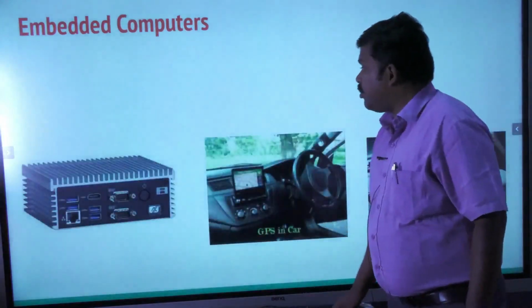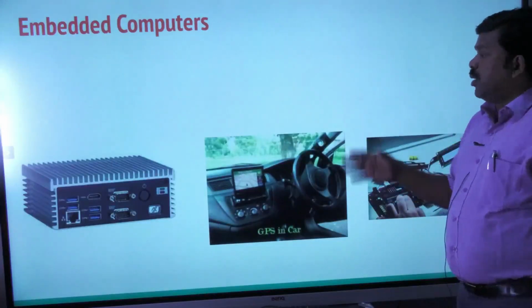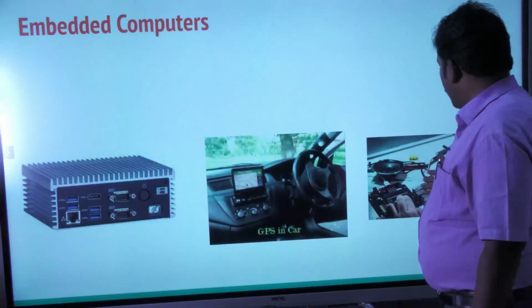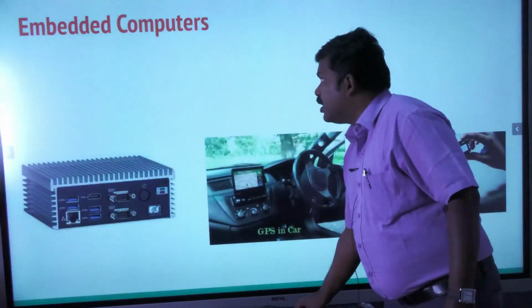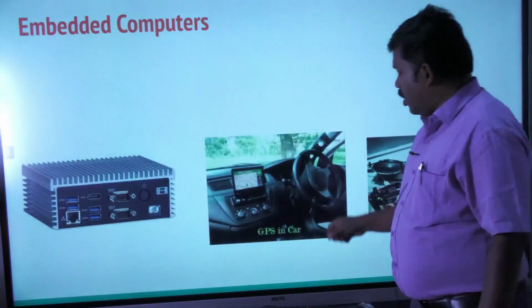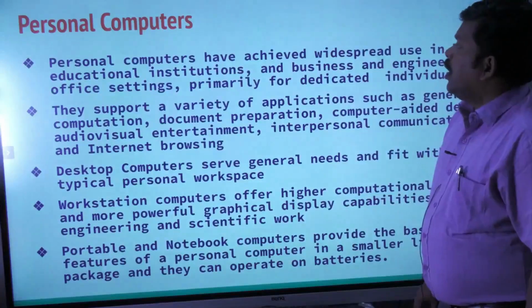Let's see some examples. These are some applications of embedded computers: GPS in the car, controlling various devices in home automation, automatic door opening, and almost all IoT-based computers come under this category.